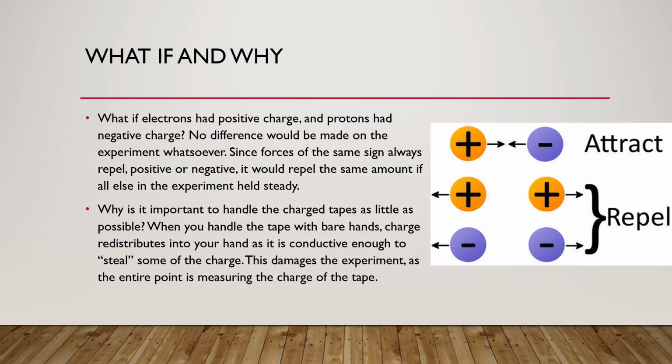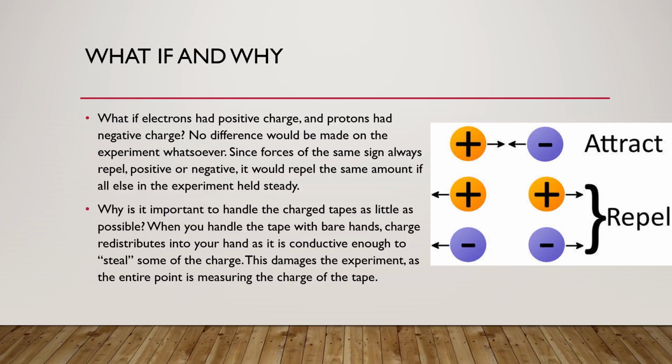To conclude, what if electrons had positive charge and protons had negative charge? There would be no difference, because charges of the same sign repel whether they are negative or positive. In this case, if they were positive, they would repel the same amount with the same charge since they would have the same sign. So that would have no effect if everything else remained the same.